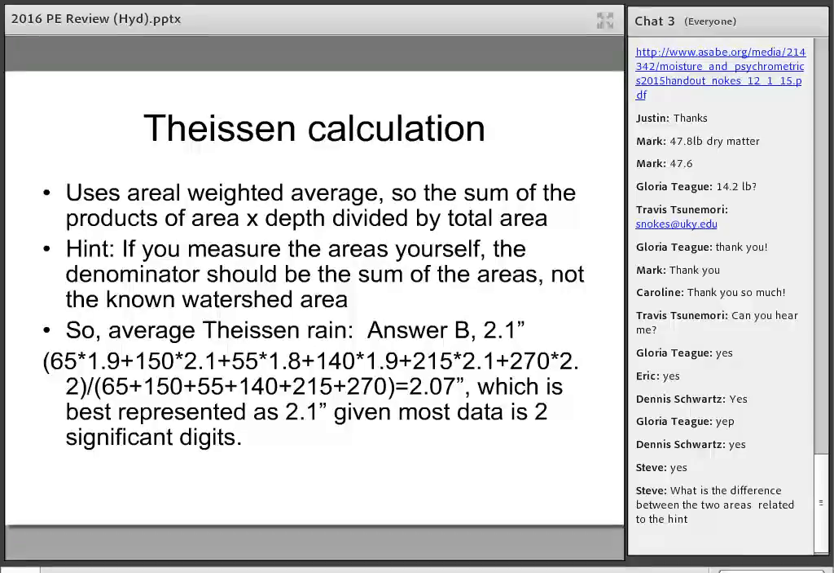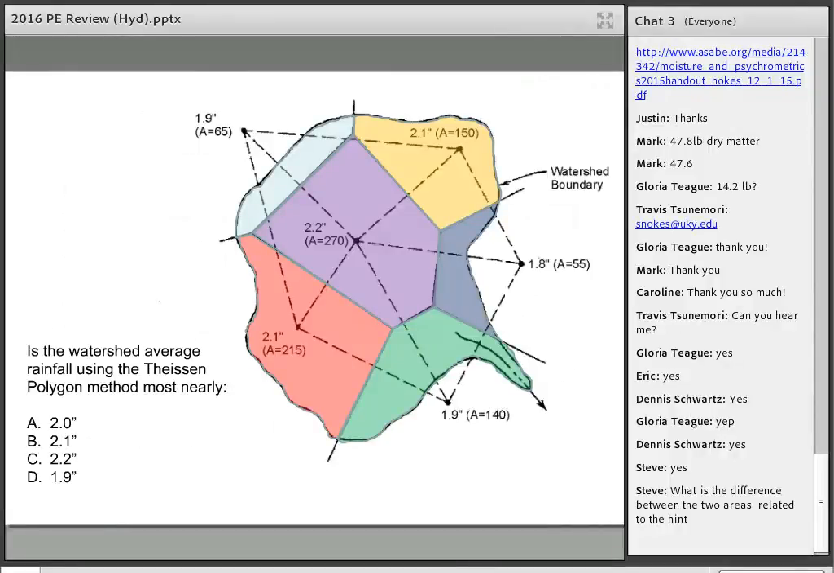The difference related to them is, let's say, here's the big watershed. And if you made a major mistake with the planimeter when you were measuring this middle one, and it's really 250 instead of 270, so you're talking almost a 10% error.